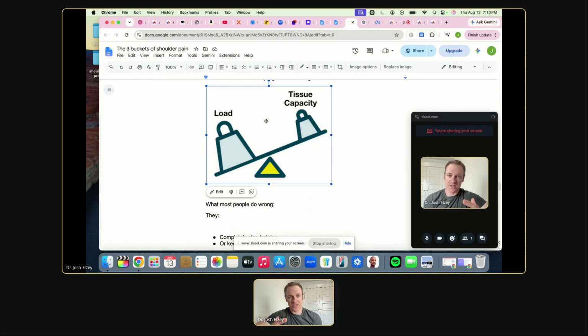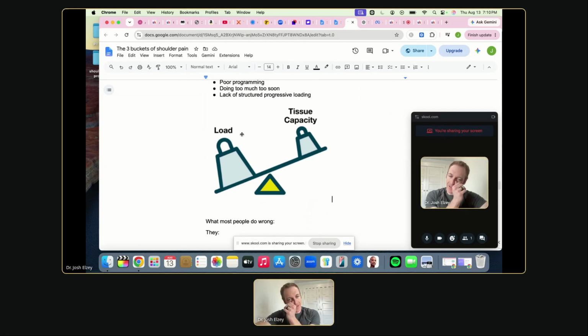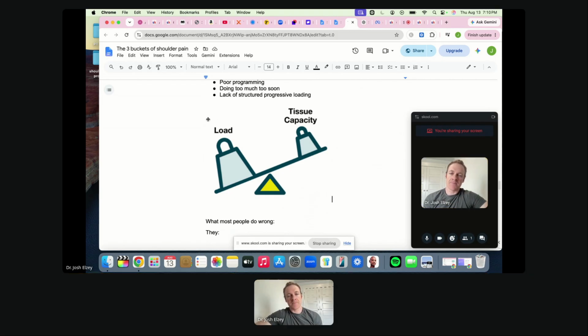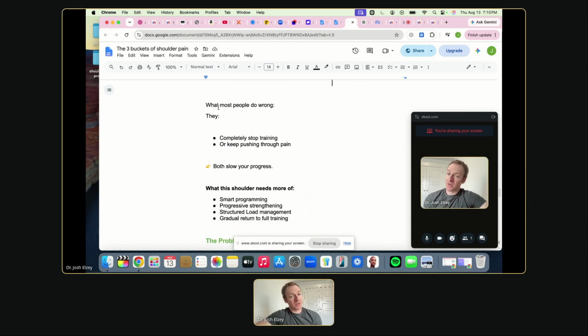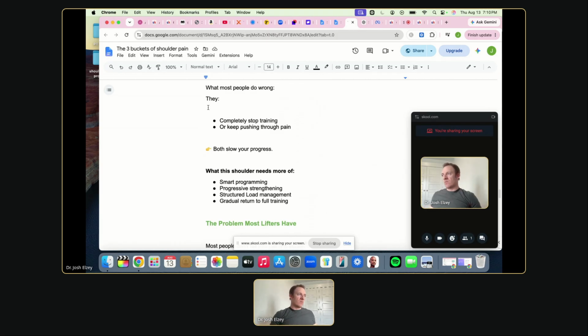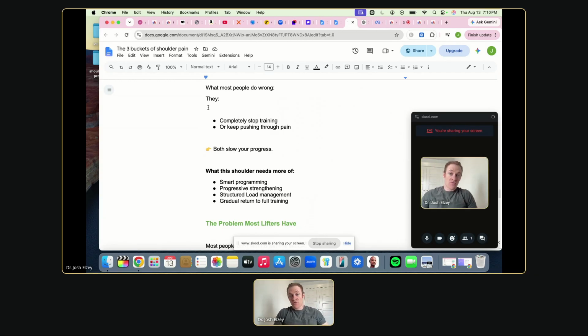And this is the picture I should have shown like 5 minutes ago. Load versus capacity. You've got an imbalanced equation here. So what most people do wrong is they either completely stop training or they just keep pushing through the pain. That's going to make sure that you just never fix the problem.